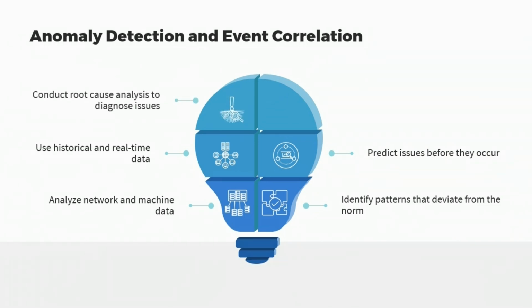And when anomalies are detected, AIOps can conduct root cause analysis to identify the underlying factors that are contributing to the issue. So, at the end of the day, by detecting and resolving issues proactively, AIOps minimizes the impact on operations and helps maintain system reliability and availability.